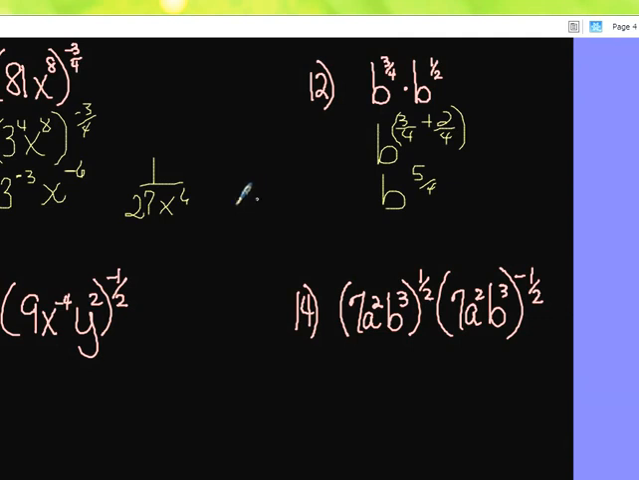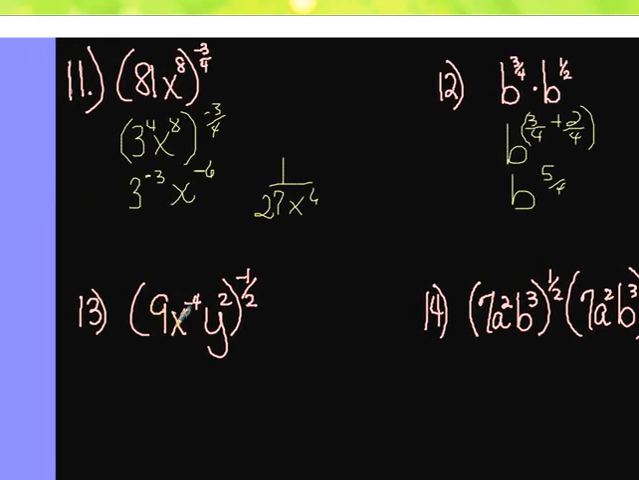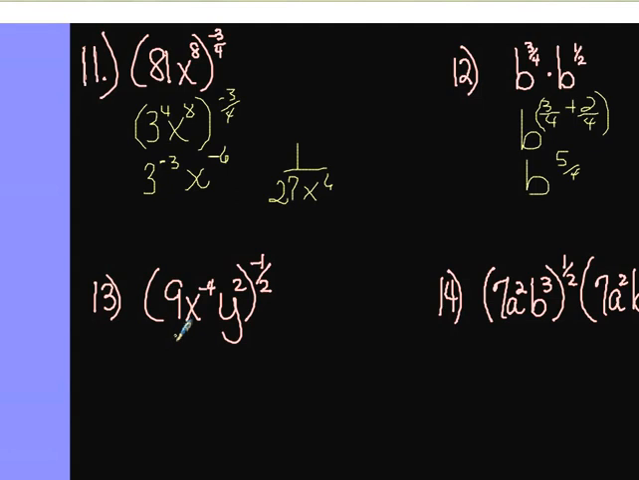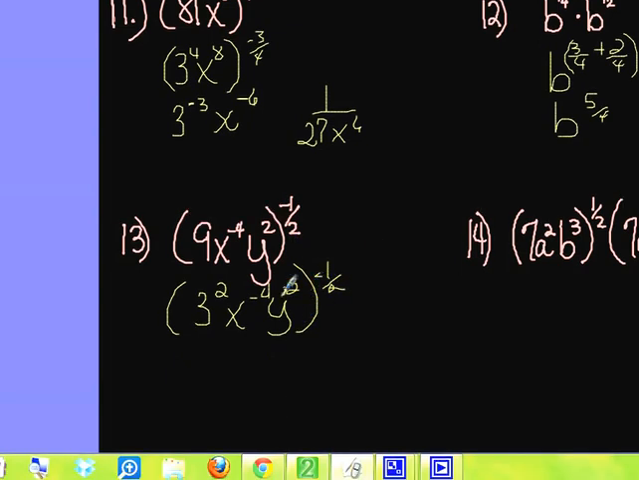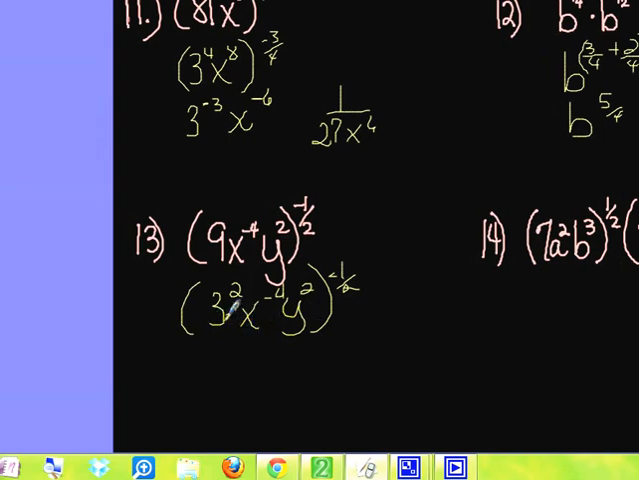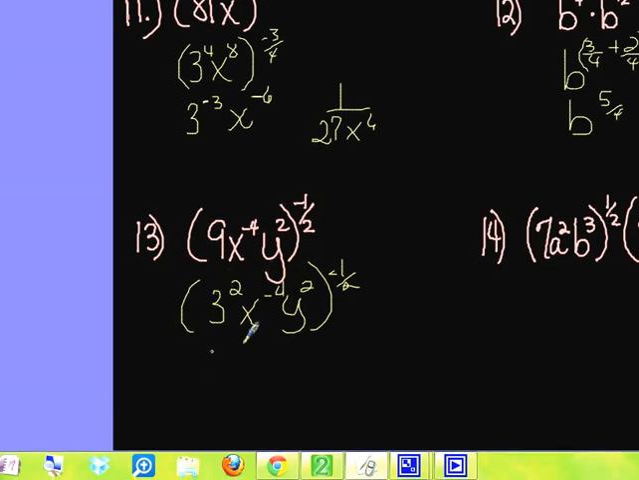Number 13, again, if we can write the numbers with the same power as the denominator of that fraction, it will make this a little bit easier. So again, I know that 9 is 3 squared, and that's going to be x to the negative 4th y squared, and now it's ready to distribute this negative 1/2. And again, when all the operations are multiplication or division, you can just distribute that power. And when you take half of 2, you get 1, but it's a negative 1/2, so that's going to be 3 to the negative 1st.